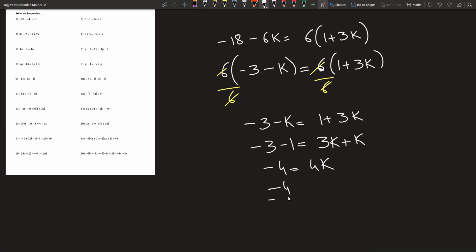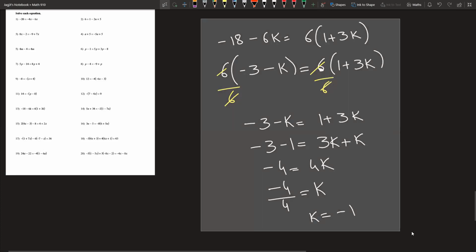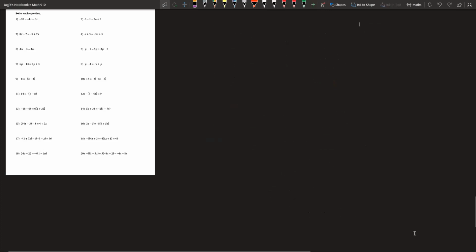So this will just become minus 4 over 4 is equal to k, which means your k is equal to minus 1. Do you guys understand the steps? Okay. So sometimes, if you can factor something out and cancel it, you should do that. It will make your question, it will make your steps easier. Okay. All right. Let's have a look.